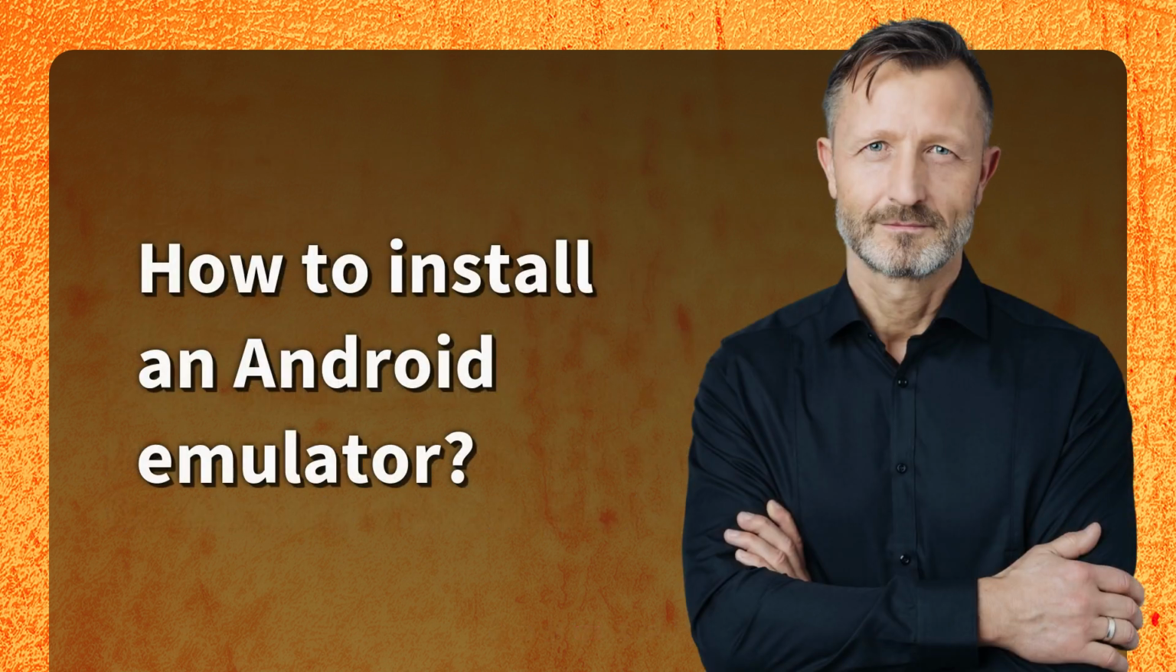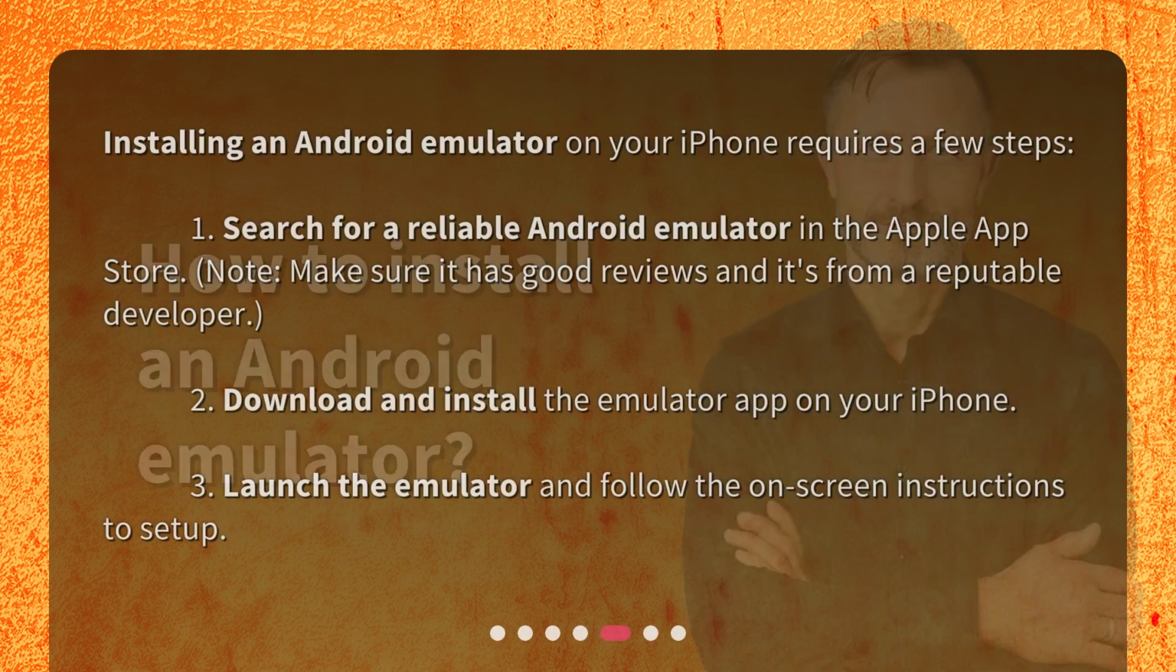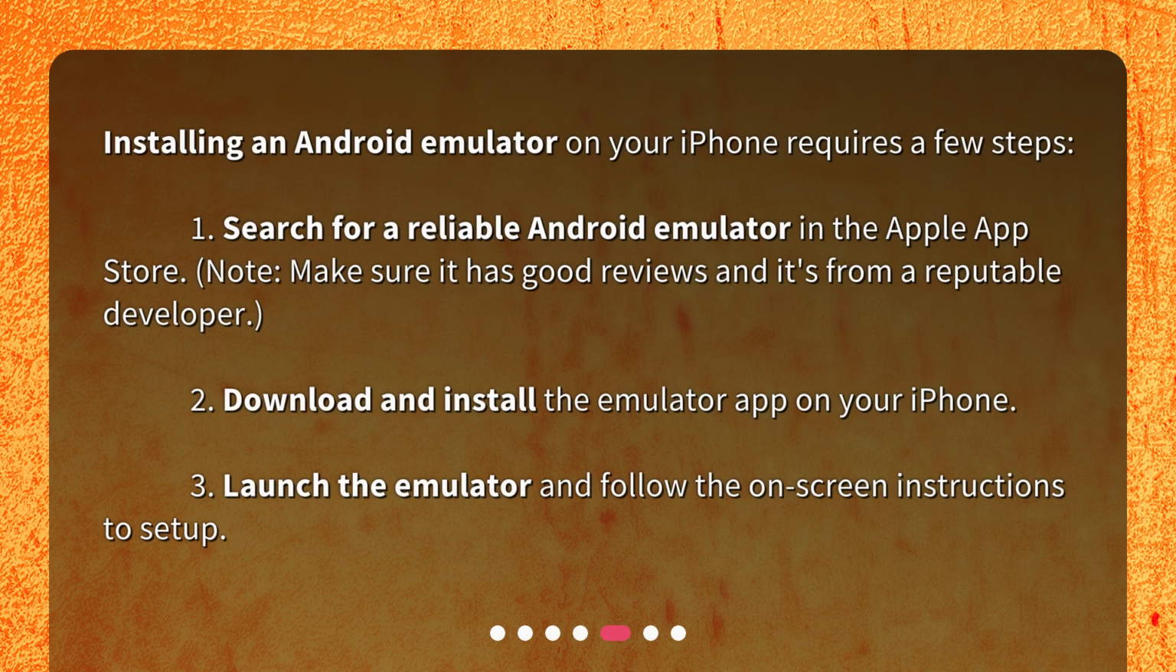How to install an Android emulator? Installing an Android emulator on your iPhone requires a few steps. 1. Search for a reliable Android emulator in the Apple App Store. Note: make sure it has good reviews and it's from a reputable developer. 2. Download and install the emulator app on your iPhone. 3. Launch the emulator and follow the on-screen instructions to set up.